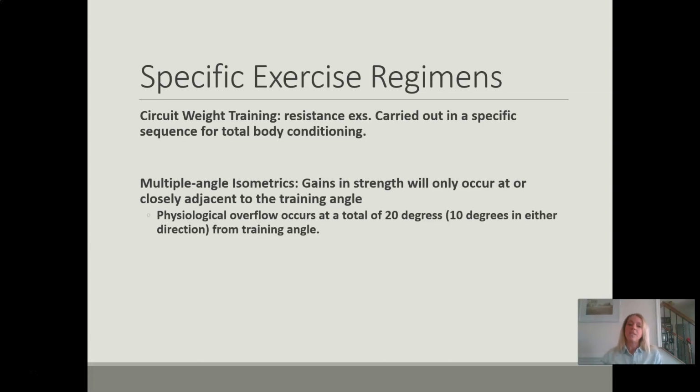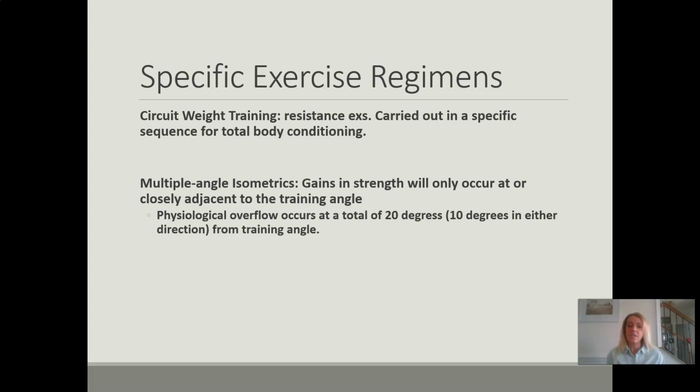Another type of exercise is multiple angle isometrics. We will get into isometrics a lot here in just a moment. And hopefully you guys have a little bit of an idea of what we're talking about already with isometric exercises. But with isometric exercises, that whole specificity principle is going to come into play. Whatever angle you're training with those isometrics, that's where the person's going to gain that isometric strength. And so we might want to consider having them do that exercise at different angles so that you're strengthening that muscle throughout its range.